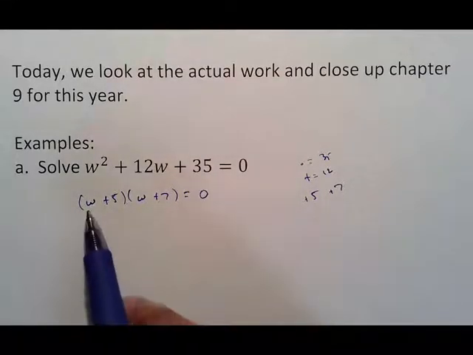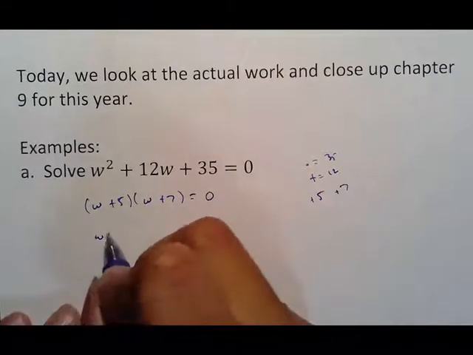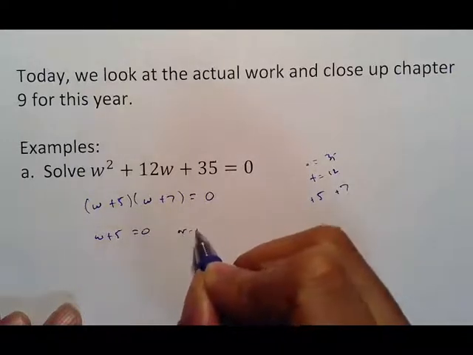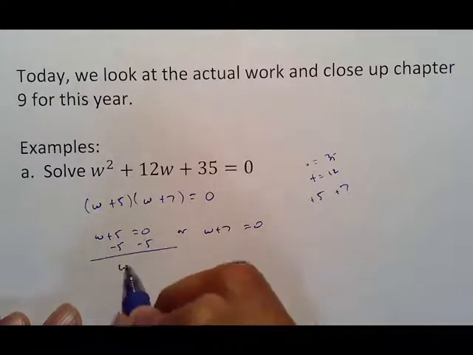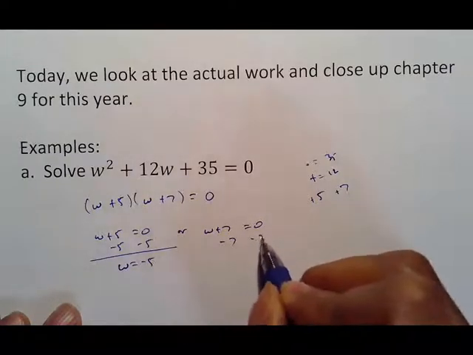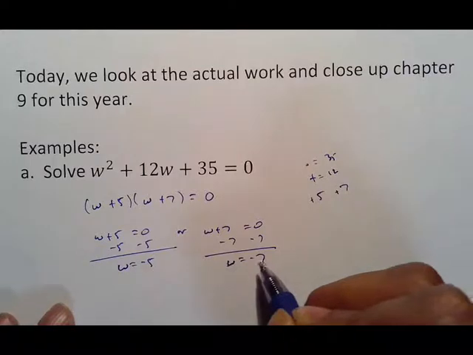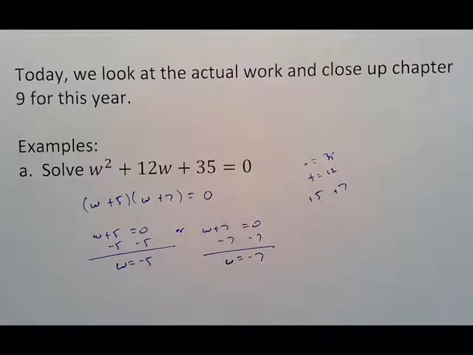Now that it's factored, that means this times that equals 0, which means we should be putting w plus 5 equals 0 or w plus 7 equals 0, and going through the work to finish it off. And that's it.